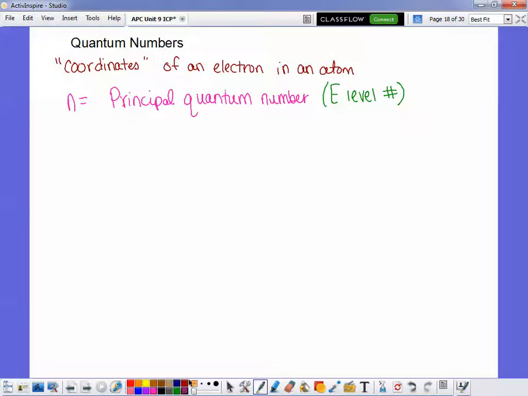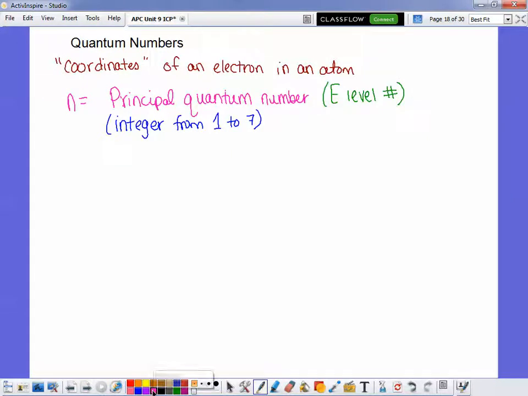Good. I'll do blue. We actually could go beyond 7. We just don't have any atoms that have more than 7 energy levels. But theoretically, it's an infinite number. All right, our second quantum number.